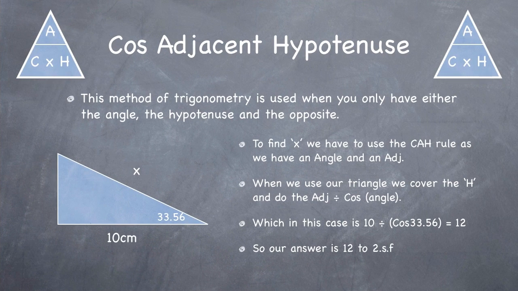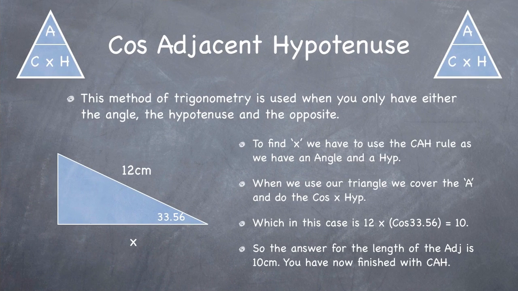The CAH rule now for finding the hypotenuse. So what we're going to do, cover the H and do adjacent divided by cos, which in this case is 10 divided by cos 33.56, which equals 12. So our answer for the length of the hypotenuse is 12 to 2 significant figures.